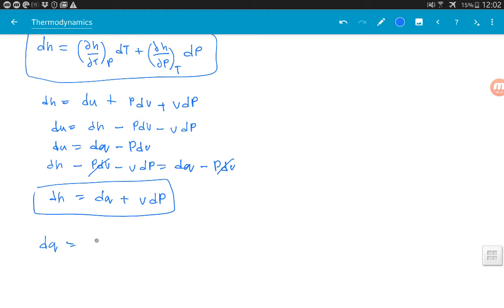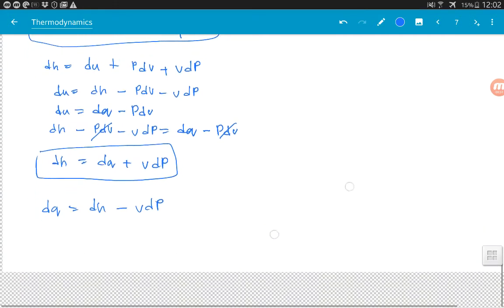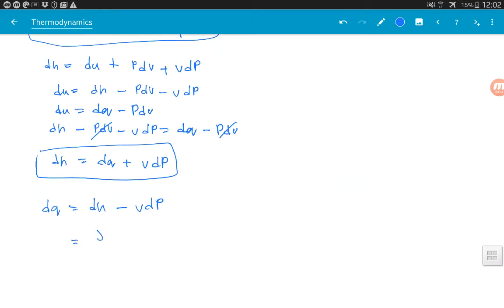dq will be equivalent to dH minus V dP, and then we try to put all of this together into this equation, which is del H, the change of H due to the change of temperature at constant pressure, plus the change of enthalpy due to the change of pressure at constant temperature, minus the rest of this equation.